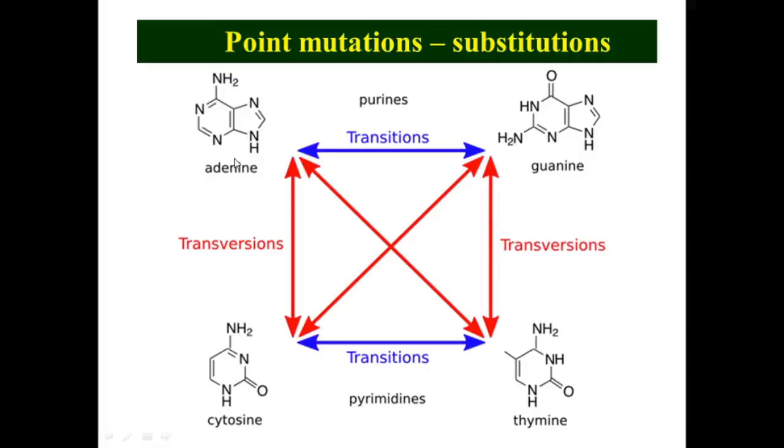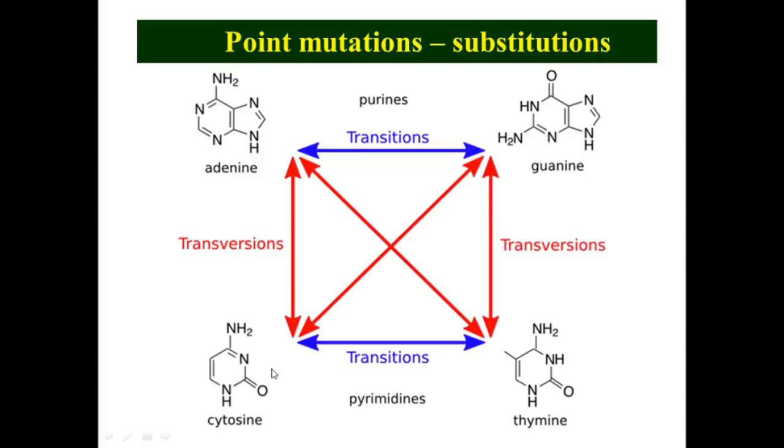But when adenine is replaced by cytosine, means purine is replaced by pyrimidine, then it is called a transversion. Purine replaced by purine is a transition. Pyrimidine replaced by pyrimidine is also a transition. And purine replaced by pyrimidine is called a transversion. Or pyrimidine replaced by purine is also a transversion.